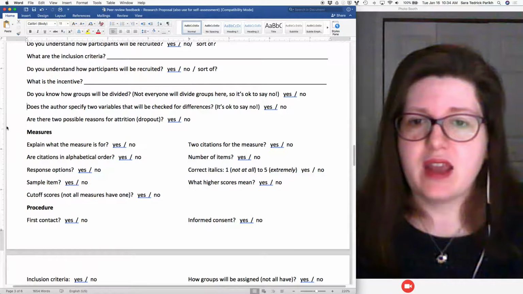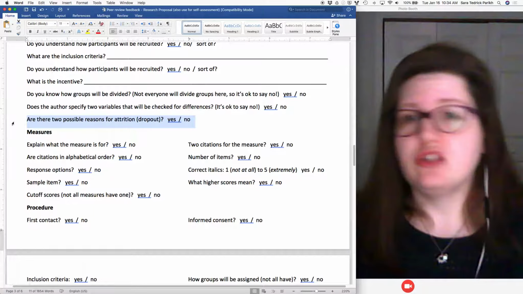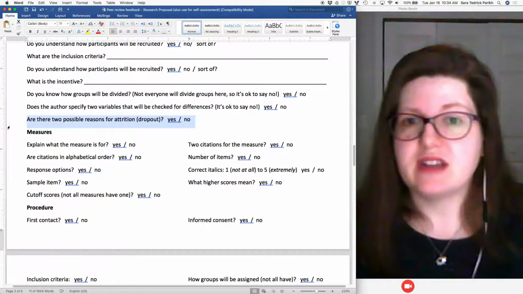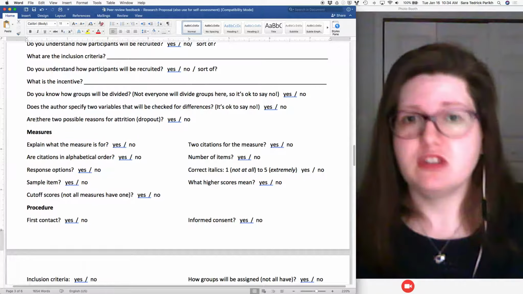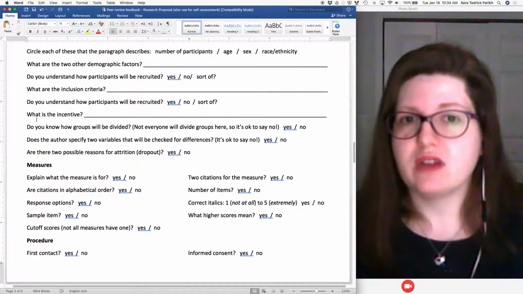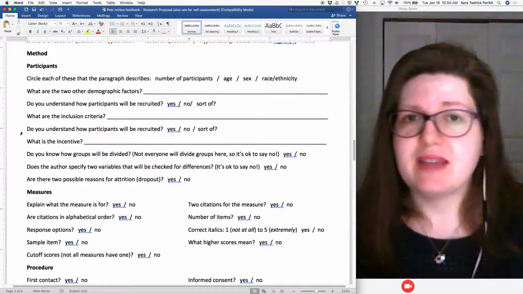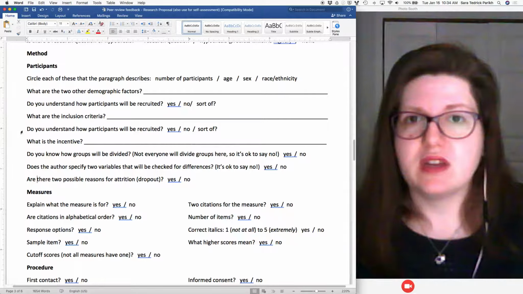And then does the author list two possible reasons for attrition or dropout? That should all be in one paragraph, maybe two if it's feeling really long and unwieldy, but you don't have to say much about each of these things. You can be pretty concise.